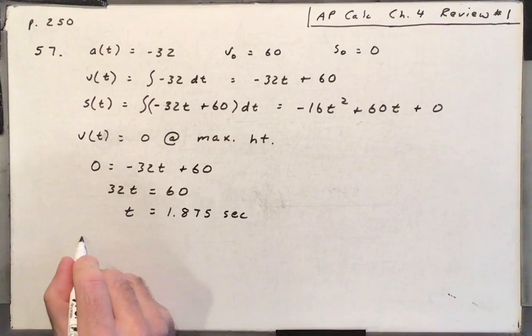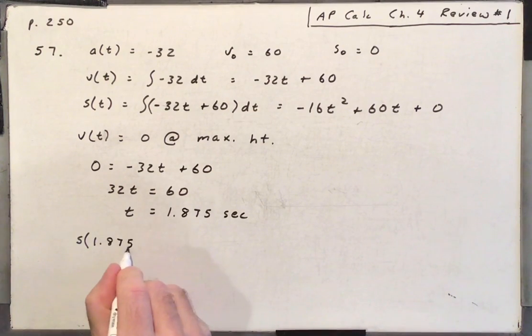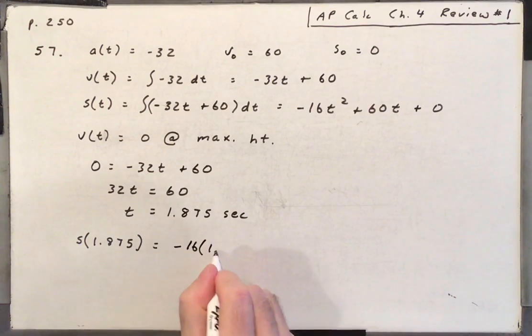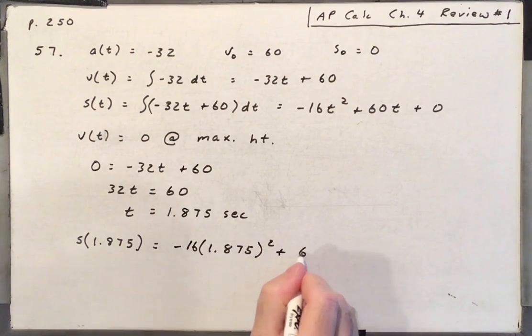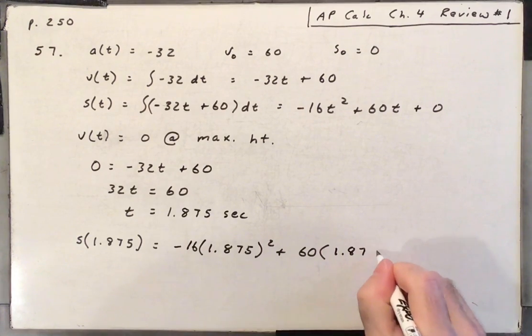So now we can find how high it went by finding S of 1.875. So that's minus 16 times 1.875 squared plus 60 times 1.875.